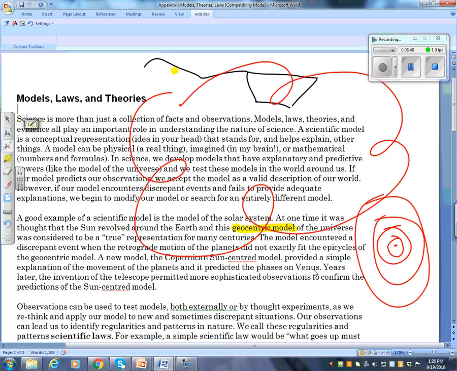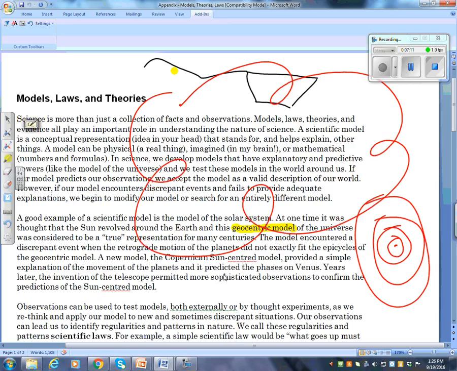Of course, they didn't have telescopes back then to prove it. A couple hundred years later, along came Galileo with his fancy new telescope that he just invented. He looks at Venus, and what do you know? Phases on Venus. So, Copernicus's model made a prediction that wasn't able to be verified for like 100 or 200 years. So, it's pretty good.